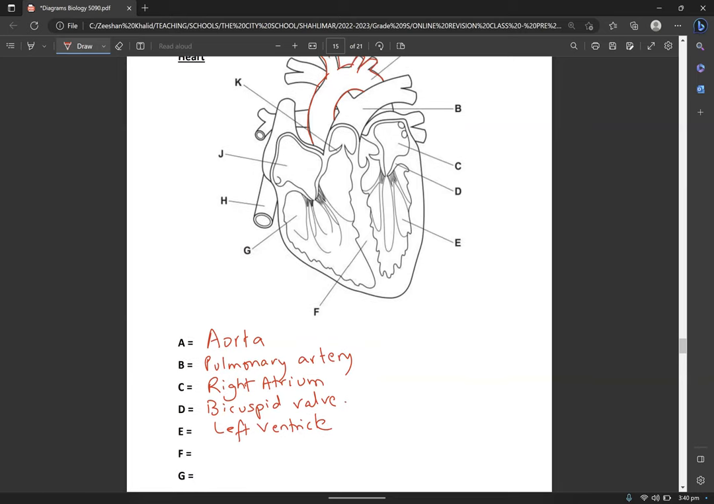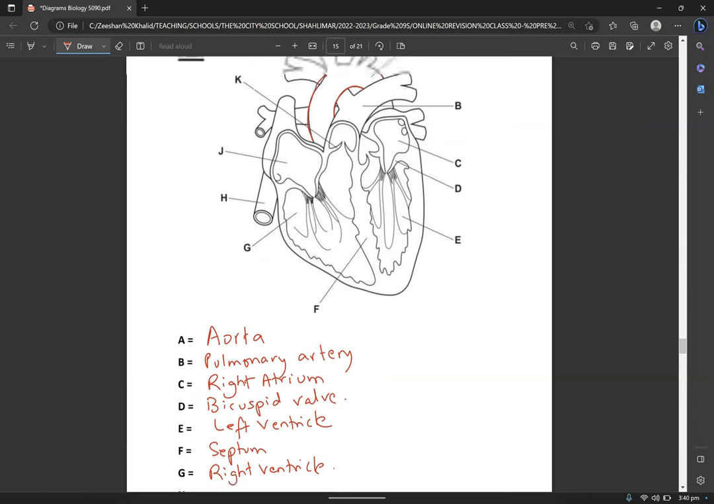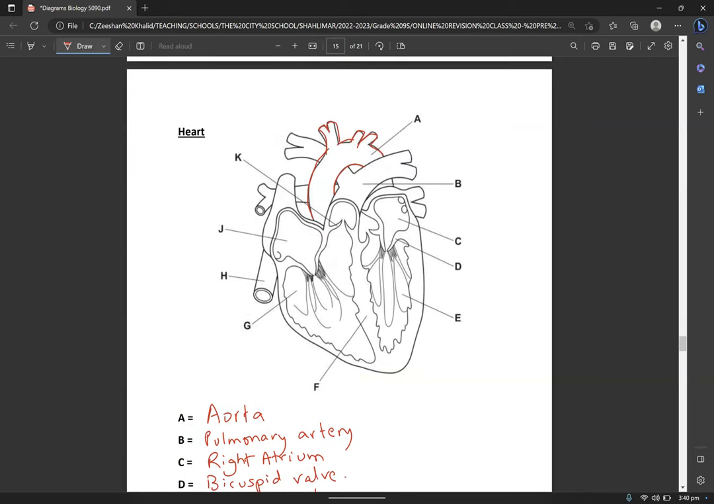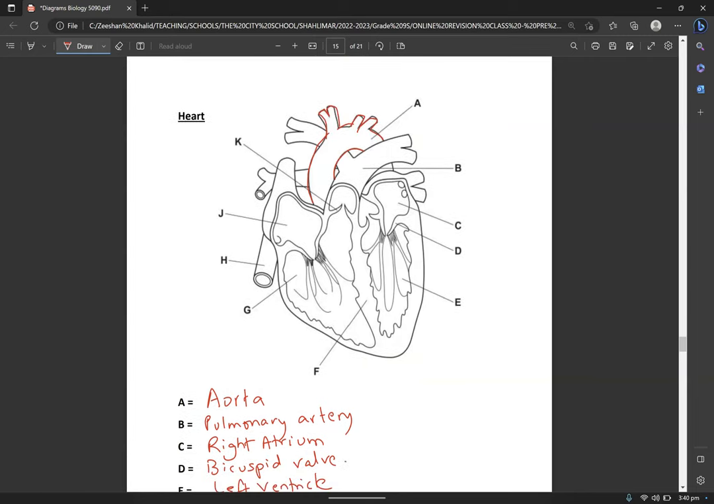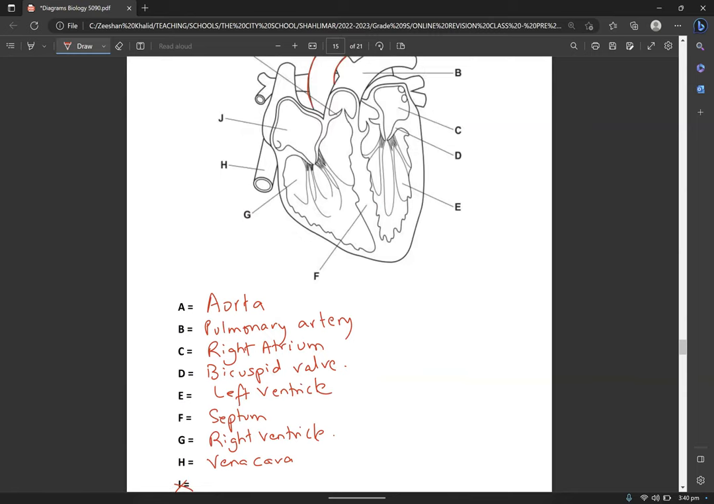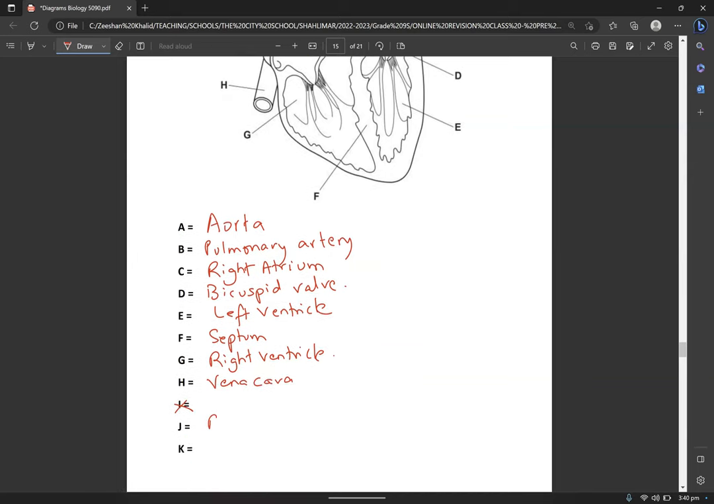Then F is the septum. It's basically the part of the heart that divides. And then we have G, which is the right ventricle. H is the vena cava. Theek hai ji. Aur I kahan gaya bhai? A, B, C, D, E, F, G, H, J, K hai. I'm sorry, I nahi hai. Maine I likh diya. Jo J hai, that is basically, again, the right atrium.